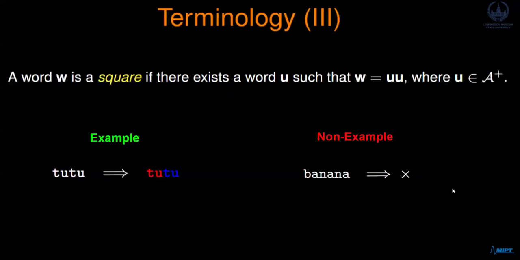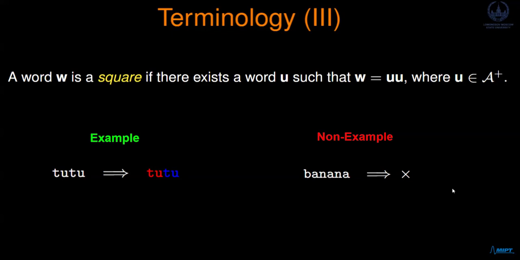Let's now define an important concept in pattern avoidance: the square word. The word W is called a square if it can be written as WW, where W is some non-empty word over the alphabet. In other words, a square word consists of two consecutive repetitions of the same subword, or factor.